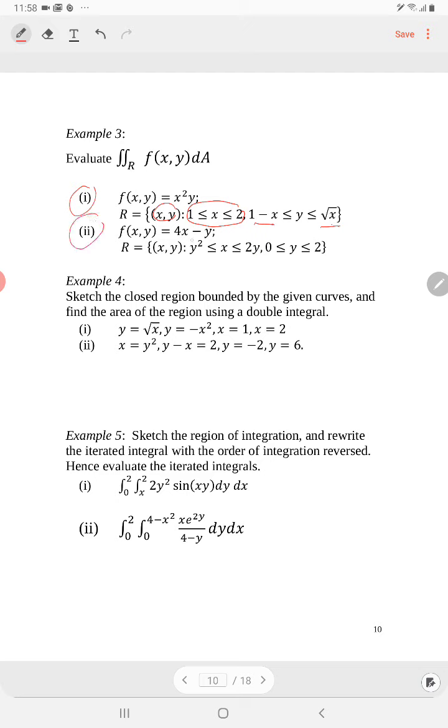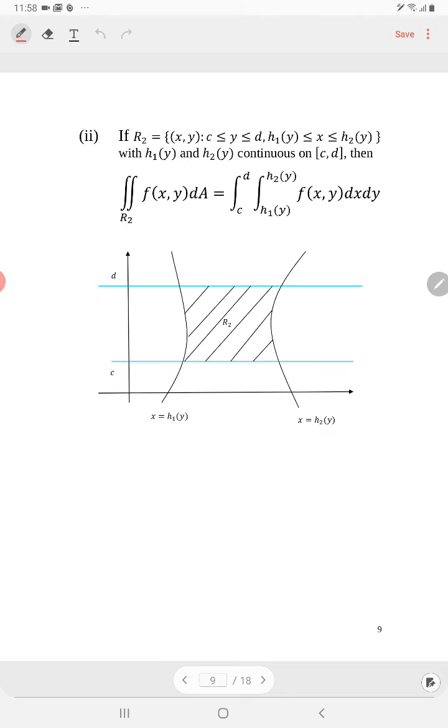Okay, now let's look at the next example, which is example 3, item 2. Here the function is 4x minus y, and our region R is the set of points x, y. If you look at the region, we can see that y is from a constant to a constant. So this is similar to region R2, where y is from a constant to a constant and x is from a function of y to another function of y. So order of integration does matter.